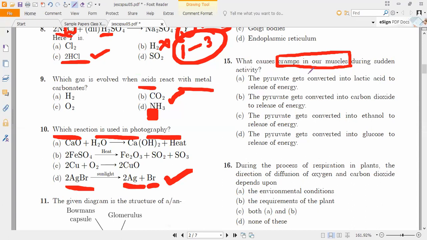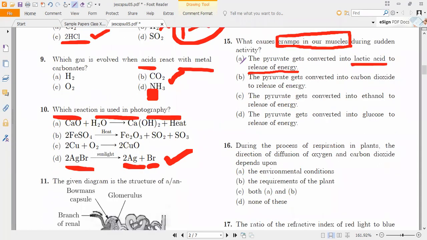When there is less availability of oxygen, pyruvate gets converted into what? Lactic acid, and it will also release energy. So that is the correct answer. Yes or no? Yes, sir.